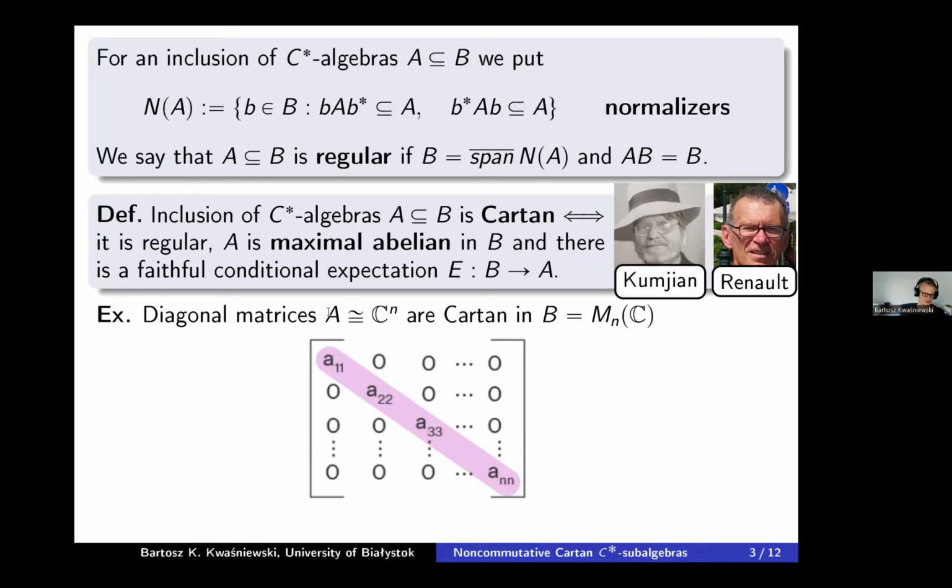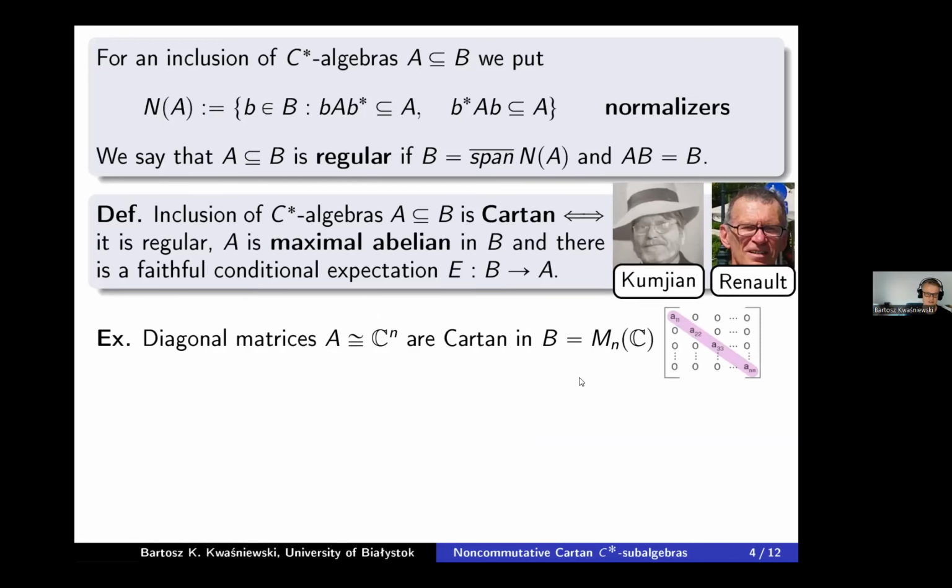This is a nice exercise from linear algebra, that this is a maximal abelian subalgebra of the algebra of all n times n matrices. And this is obviously regular because any matrix unit will be a normalizer of this algebra in this way. And any matrix is a span of matrix units. This is kind of like a discrete example, but it is a really good example.